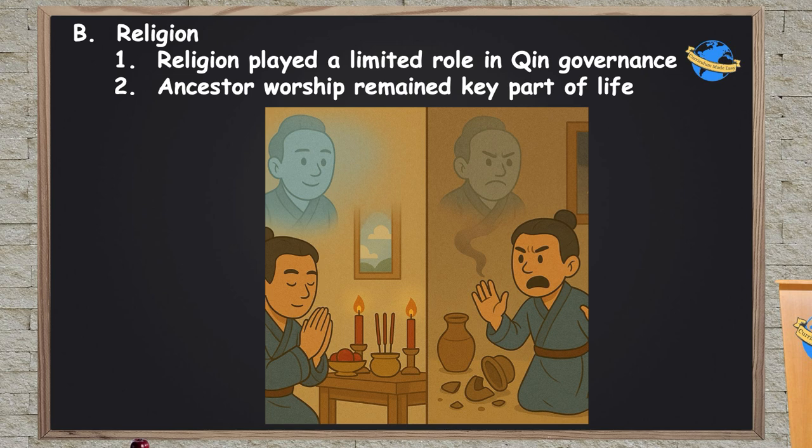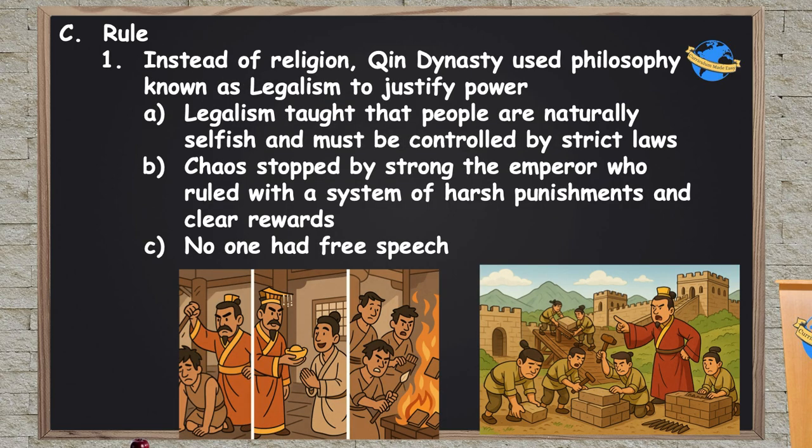So religion didn't play as big of a role in the Qin dynasty as it did in the other empires we were just looking at. However, the mandate of heaven that we talked about in a previous lesson still plays an important role. Ancestor worship is also still a key part of life in China at this time. Instead of using religion to justify power and control, the Qin dynasty used a philosophy known as legalism.